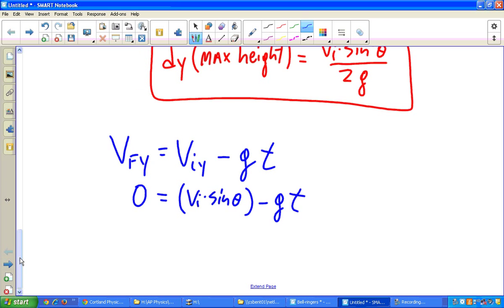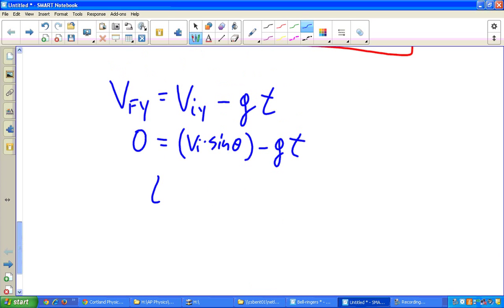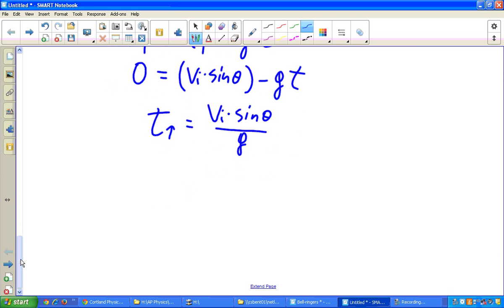And going ahead and solving for time, I get the time it takes to rise to the top equals VI sine theta divided by g. And since on a horizontal plane the time up equals the time down, the total time simply is going to be twice that, so 2 VI sine theta divided by g.